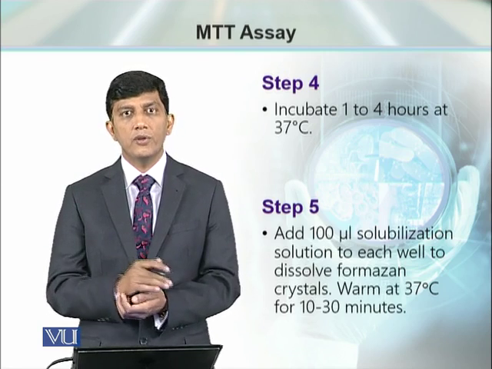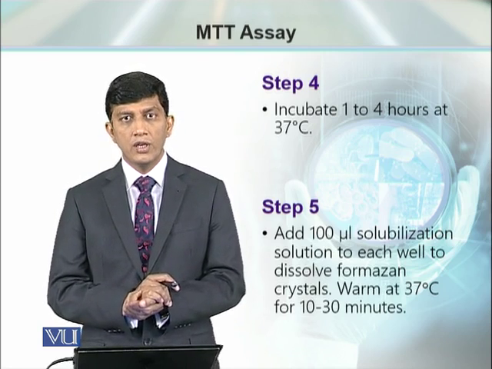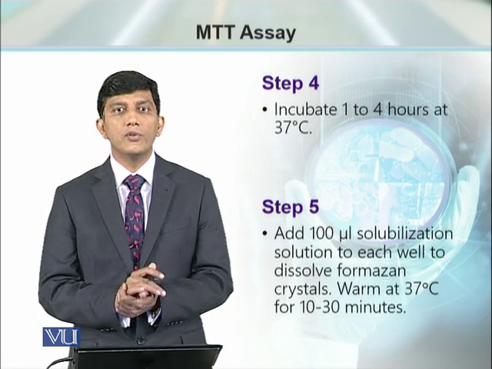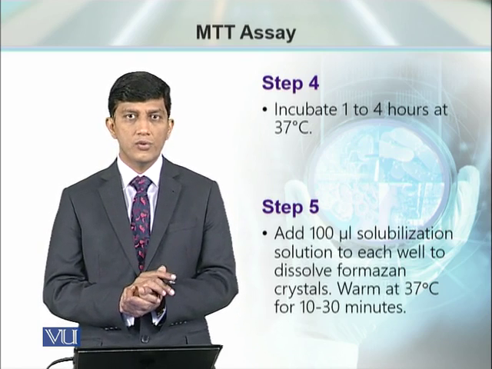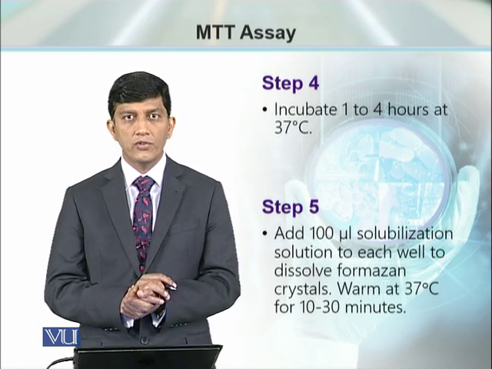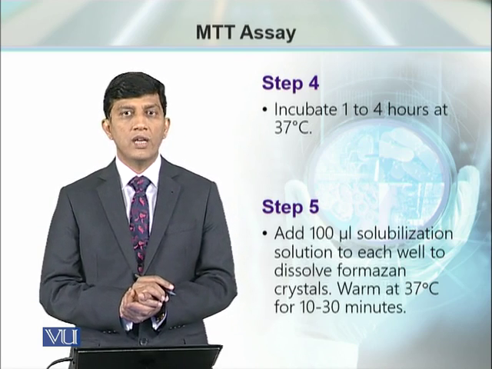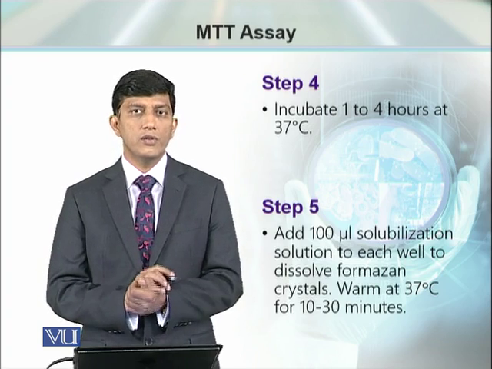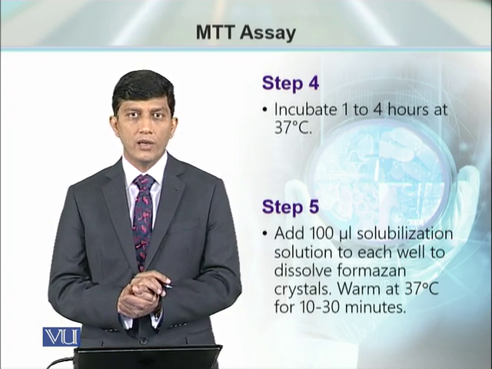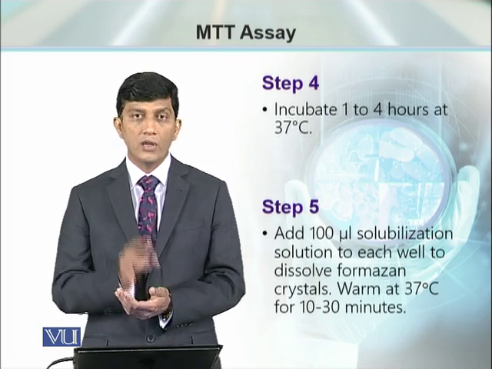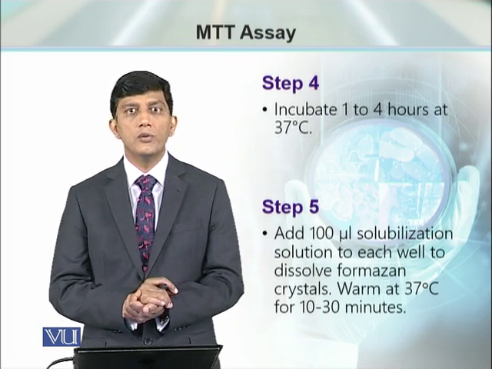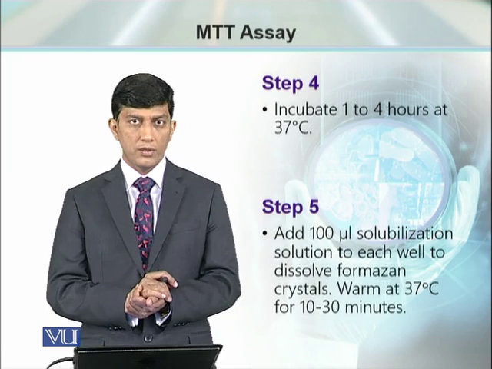Now the next step is going to be the solubilization. For solubilization, we have solution 2, the solubilization solution, which is acidic by nature. We are going to add 100 microliter of solubilization solution in each well. So the total volume each well now contains is going to be 210 microliter.